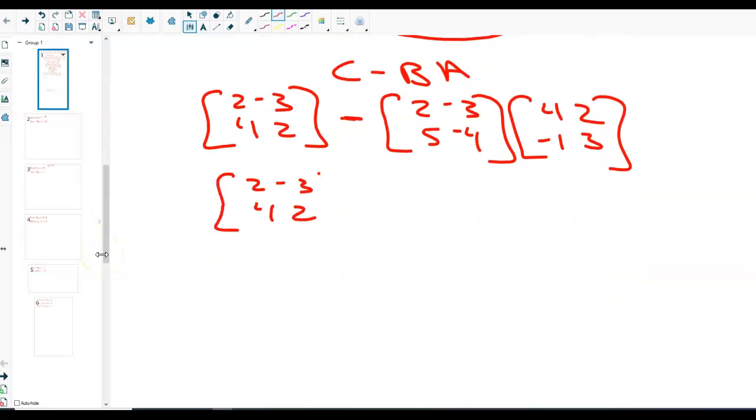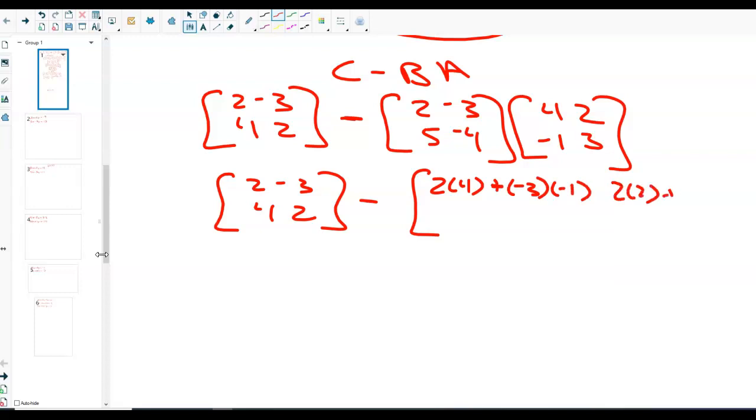[2, -3; 4, 2]. Minus, and now I'm multiplying here. Row times column. 2 times 4. Negative 3 times negative 1. 2 times 2. Negative 3 times 3. So it's that top row times each column. Then I go to the second row. 5 times 4 plus negative 4 times negative 1. 5 times 2 plus negative 4 times 3.